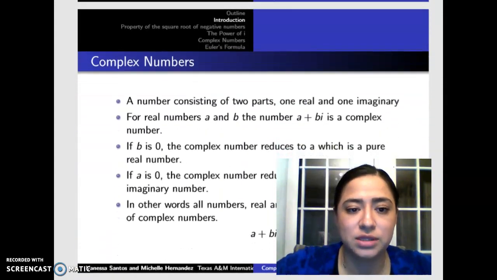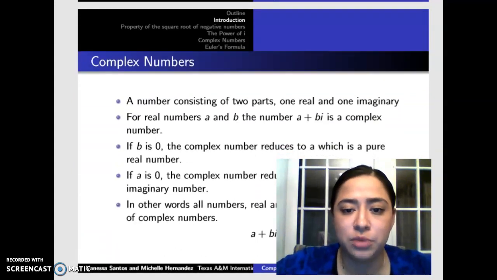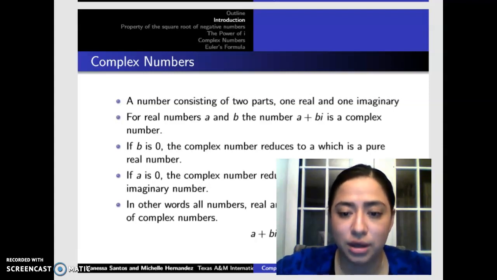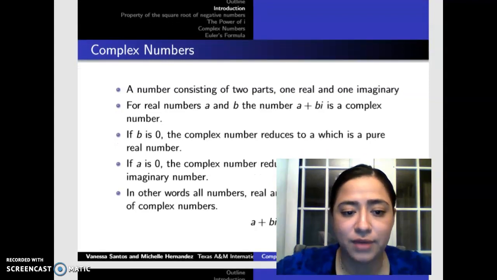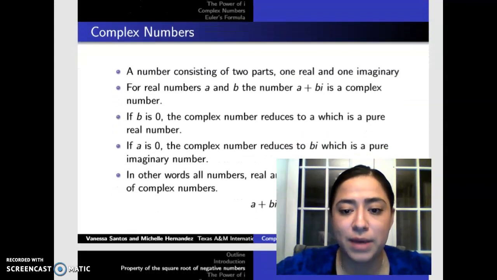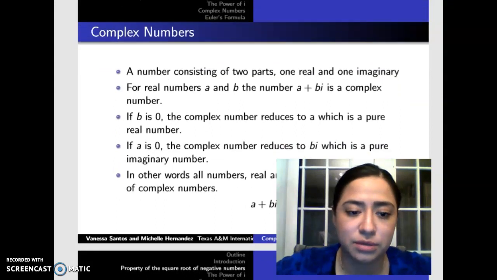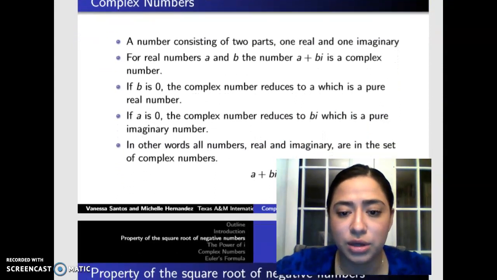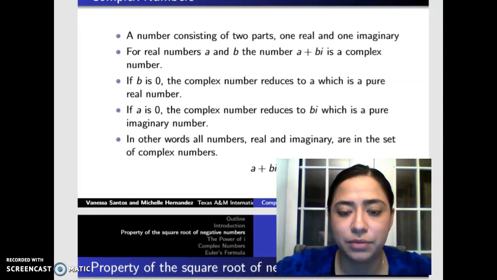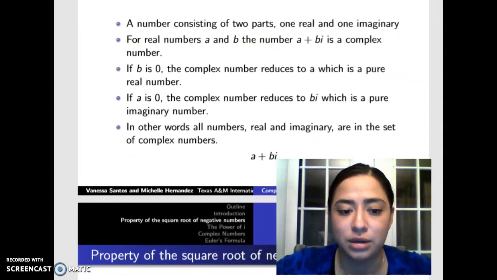Okay, so this is what a complex number is. A number that consists of two parts, one real, one imaginary. For real numbers a and b, the number a plus bi is a complex number. If b is 0, the complex number reduces to a, which is a pure real number. If a is 0, the complex number reduces to bi, which is a pure imaginary number. In other words, all numbers, real and imaginary, are in the set of complex numbers. The way you write a complex number is a plus bi, with a and b being real numbers and i being the imaginary unit.